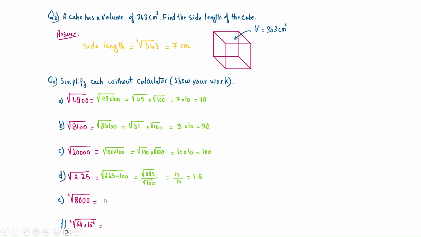Part E. The cube root of 8,000, which is equal to the cube root of 8 times the cube root of 1,000. Split each one of them, and we're going to get 2 times 10 or 20.